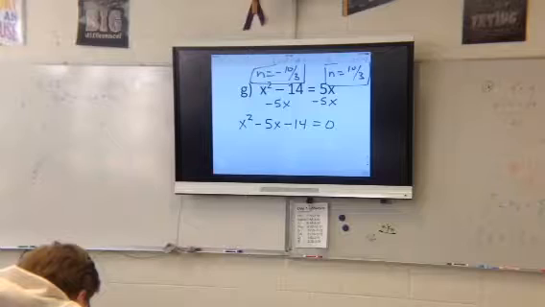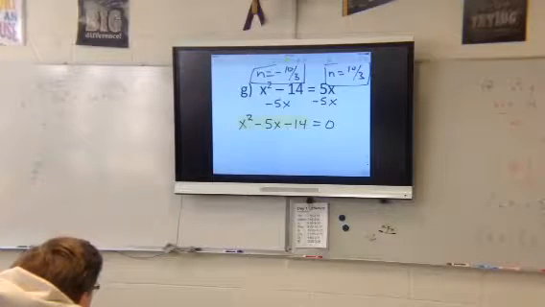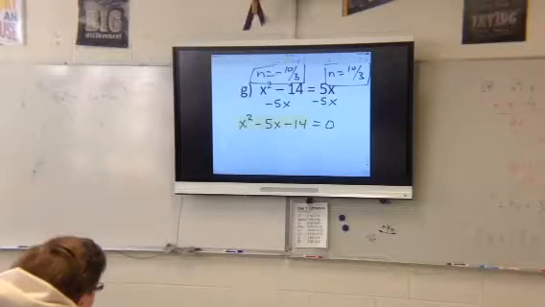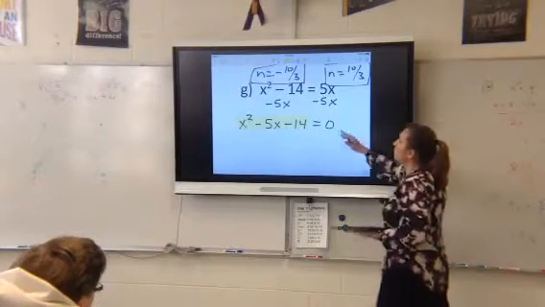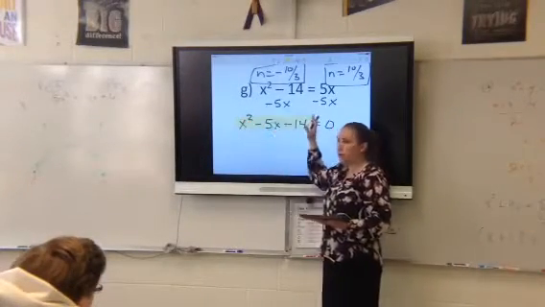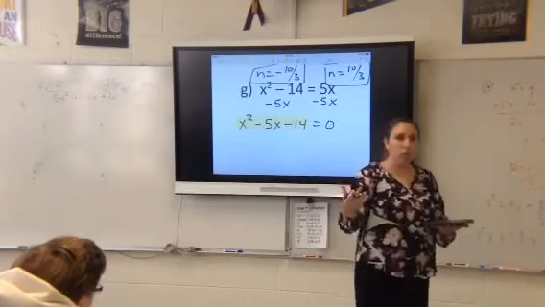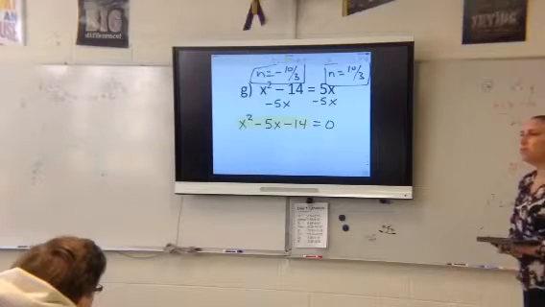Okay, that is very important. If you do not have it in order, there's no way to get it right. You'll get it wrong. So make sure that when you set it equal to 0, you get an x squared, x, no x, in that order, standard form. Okay, so now, how do we factor this? What are we going to do?